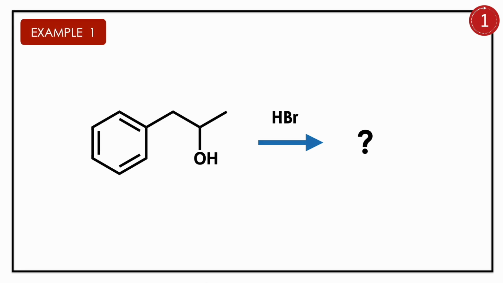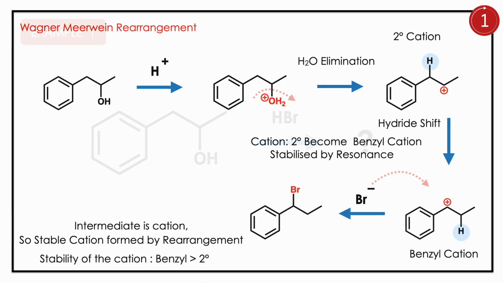Let us see the first example. You have benzene in the system, and in the side chain you have an alcohol. You are reacting it with HBr, which is an acid. You have to find what the final product will be. As you expect, Wagner-Meerwein rearrangement should happen, but we will see it step by step.